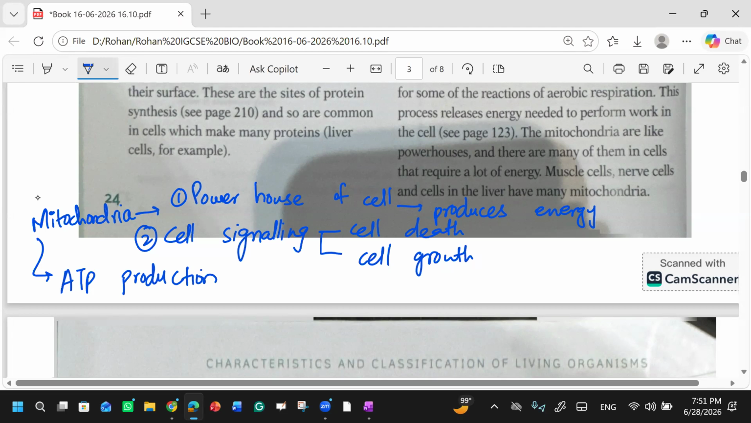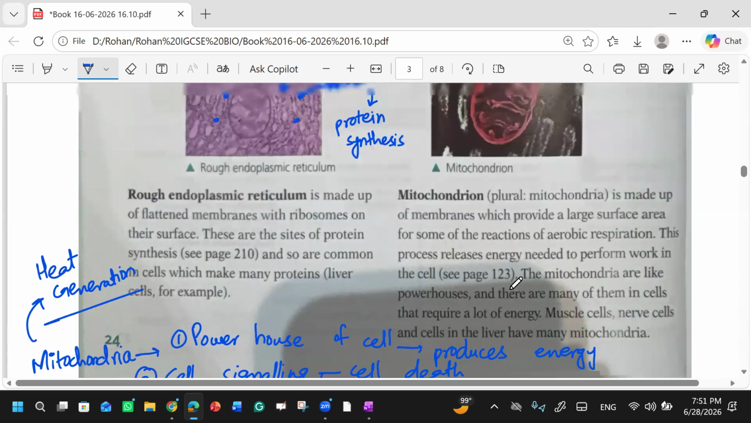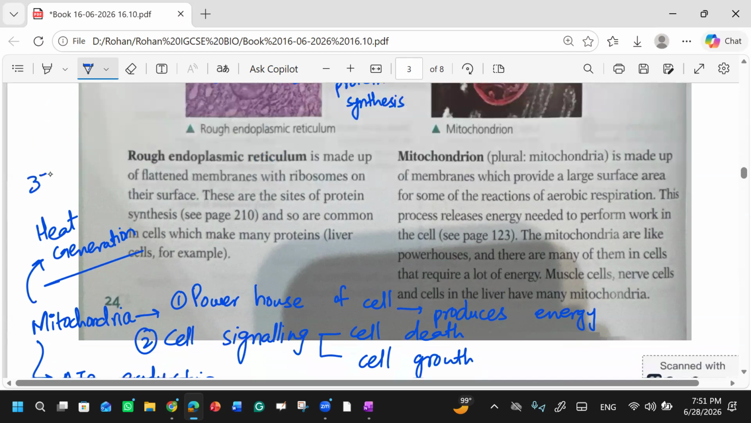Also, mitochondria is responsible for heat generation. Why is it important to mention here? Because our body needs the optimum temperature. What is the optimum temperature of our body? 37 degrees Celsius. Actually, there is a narrow range: 36.1 degrees Celsius to 37.8.